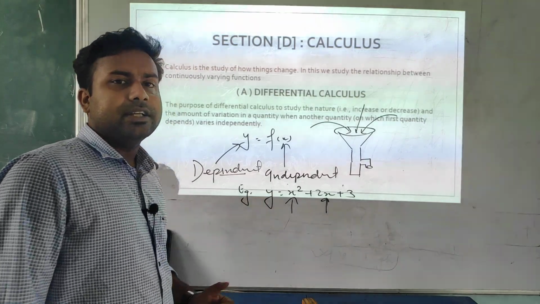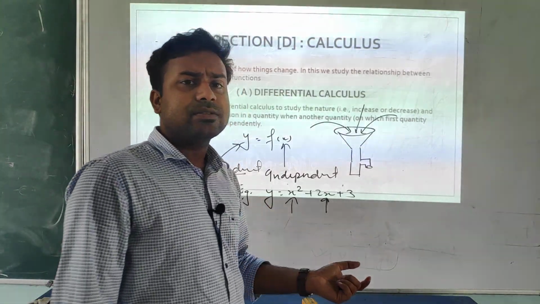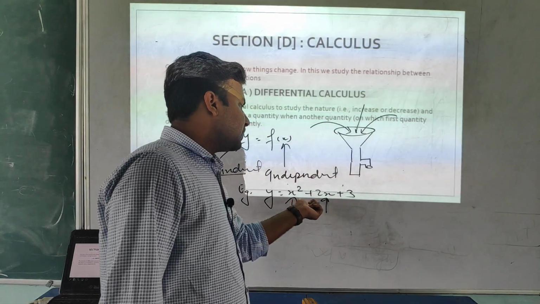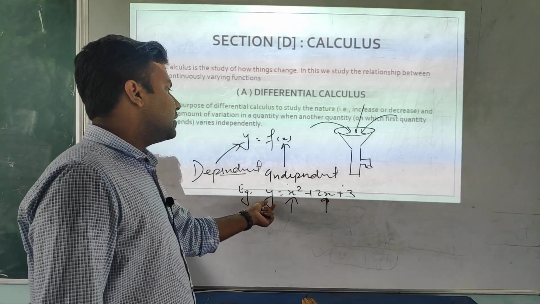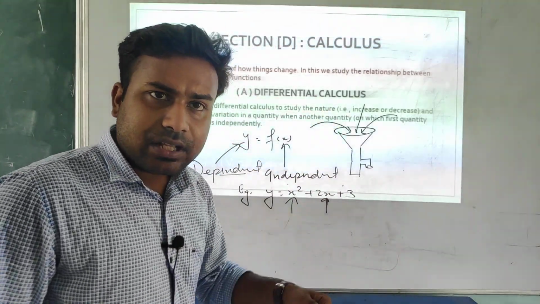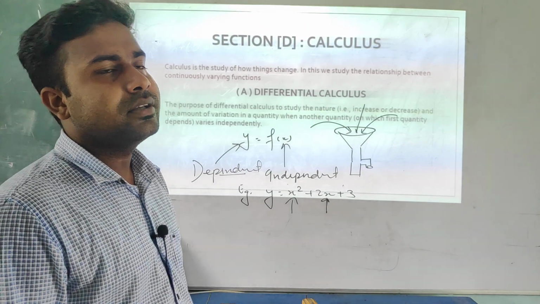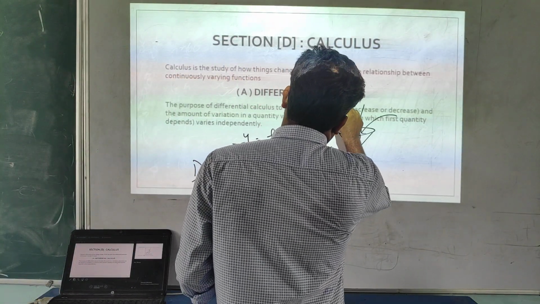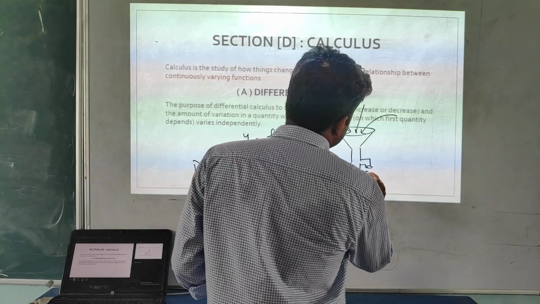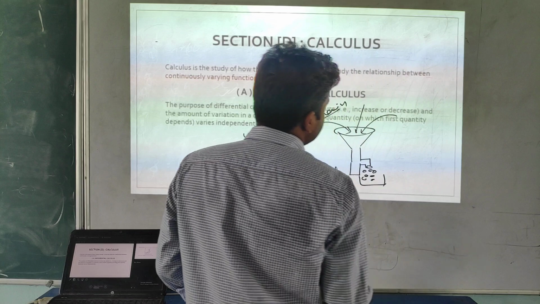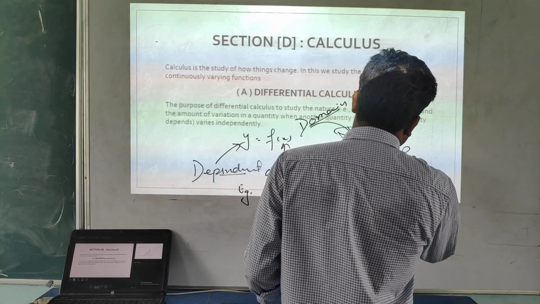So y is not independent. Independent is where you have the liberty in choosing x. So this is the independent variable and this is the dependent variable. Whatever value you can choose here, that is called the domain. And here what will you get? Biscuits, like you are getting biscuits here. These biscuits are the range.